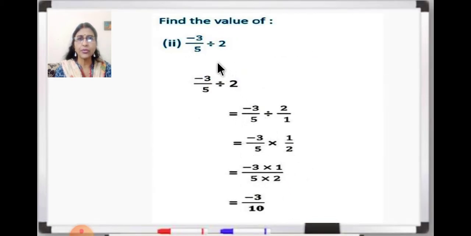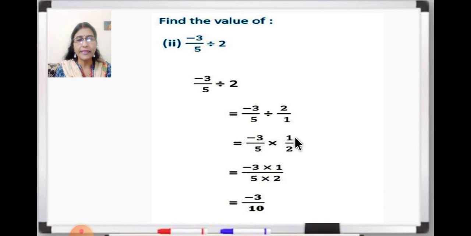Now question number 2. Minus 3 upon 5 divided by 2. Same method, is equal to minus 3 upon 5 divided by 2. Here there is no denominator. If you want, you can write 1 as a denominator. And then next step is equal to minus 3 upon 5. In place of division, now we will write multiplication. 2 upon 1 we will write in reciprocal form. So it will be 1 upon 2.